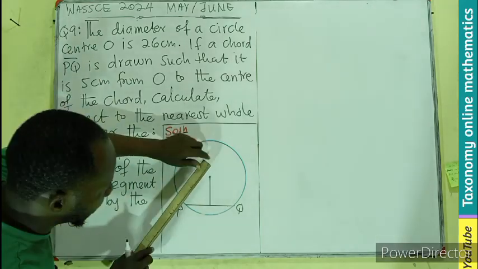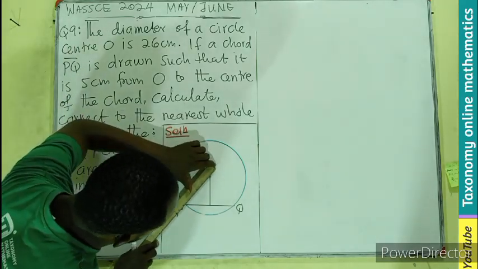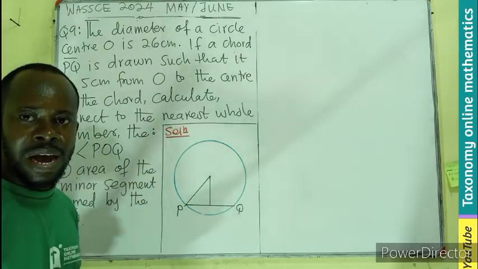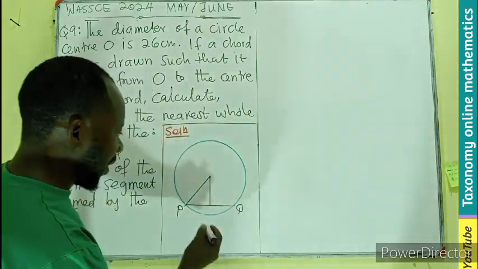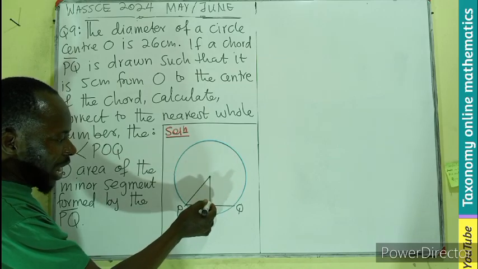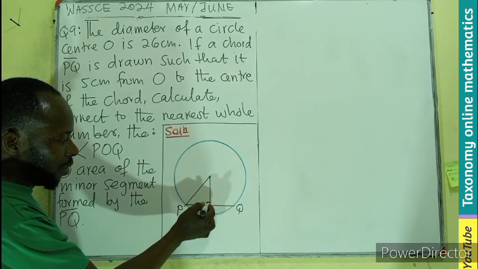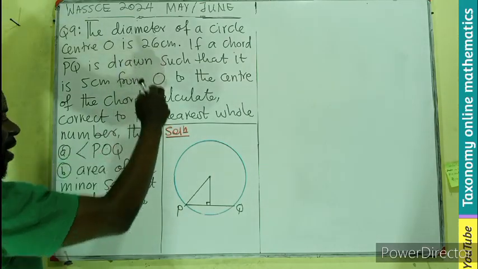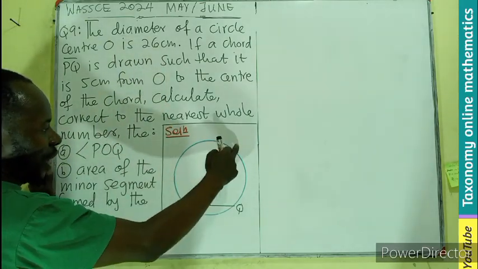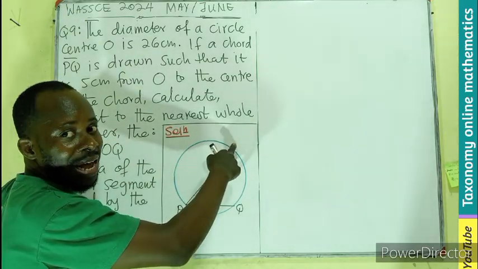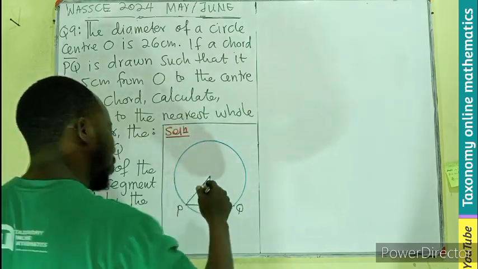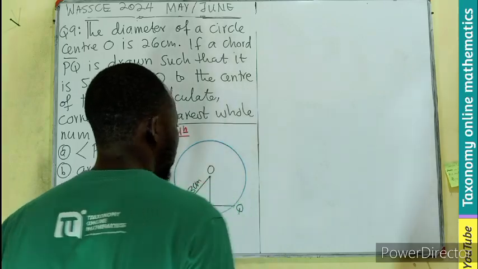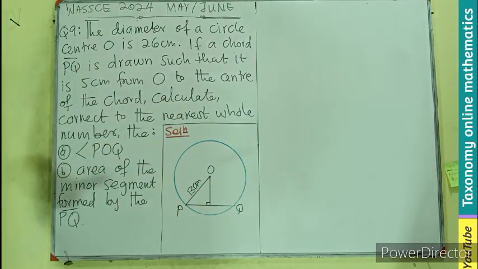Then if I join this side, obviously that will give me the radius, right? If it is forming perpendicular to the base, then it will be a right angle. This is the radius, but we have been given the diameter from here all the way to the other side as 26, meaning half of that will give us 13. So this is what we have.